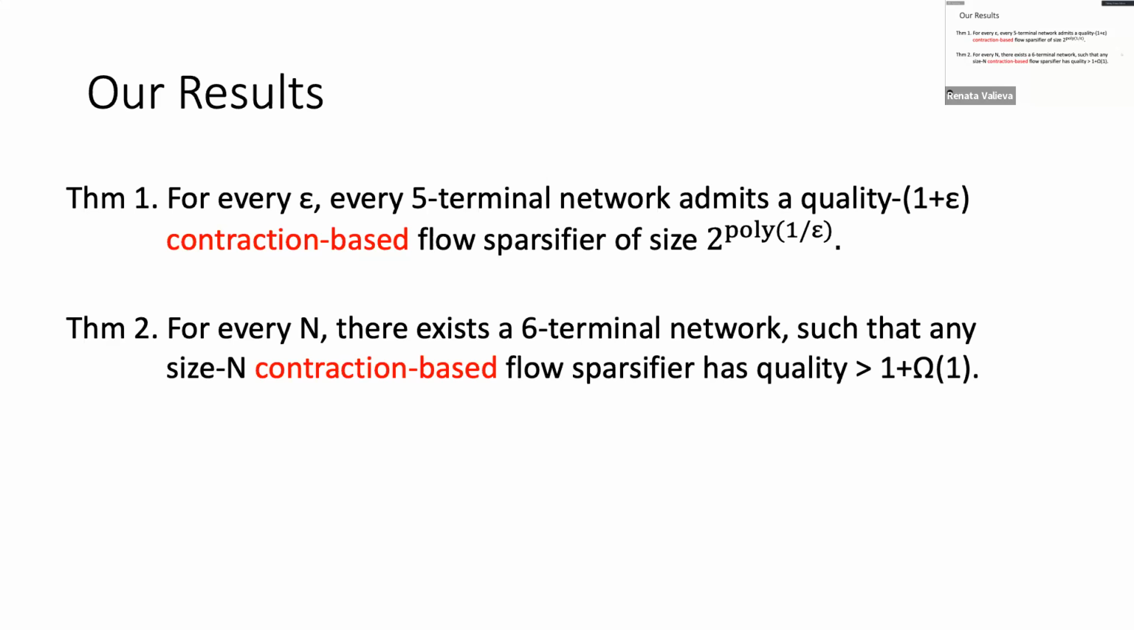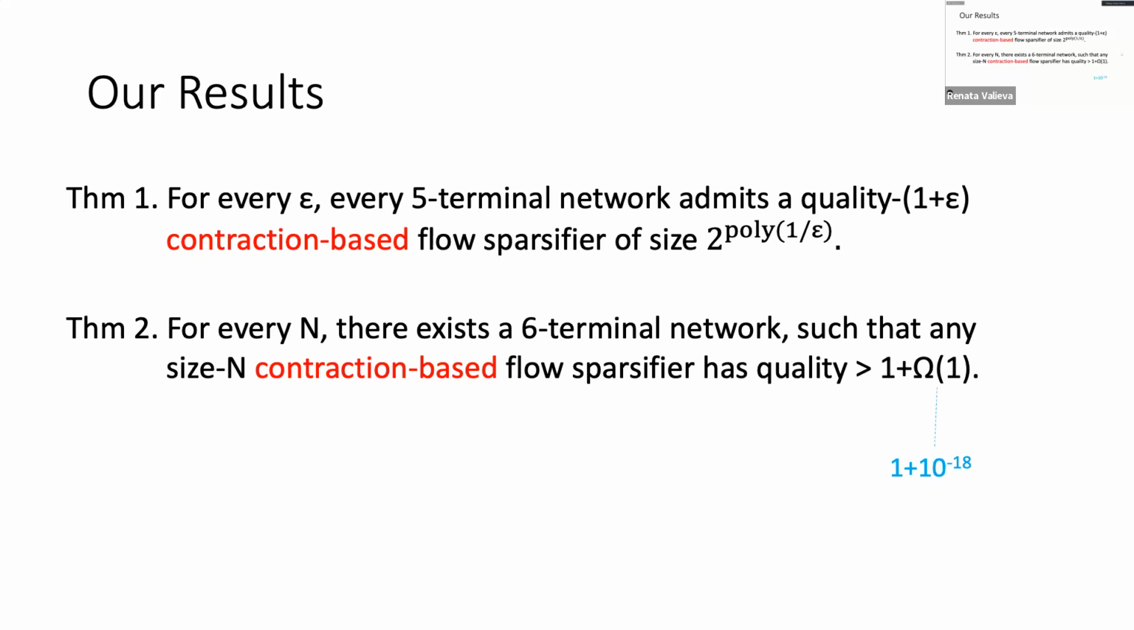And there exists a 6-terminal network such that for any given n, I can construct a graph. For this graph, the size-n contraction-based flow sparsifier has to have quality bounded away from 1. This is what we really mean by infinite lower bounds. Even for any finite bound, I'm showing you that you cannot get those bounds. And this bounded away from 1, its exact value is 10 to the minus 18. We didn't try to optimize, but it's an absolute constant.